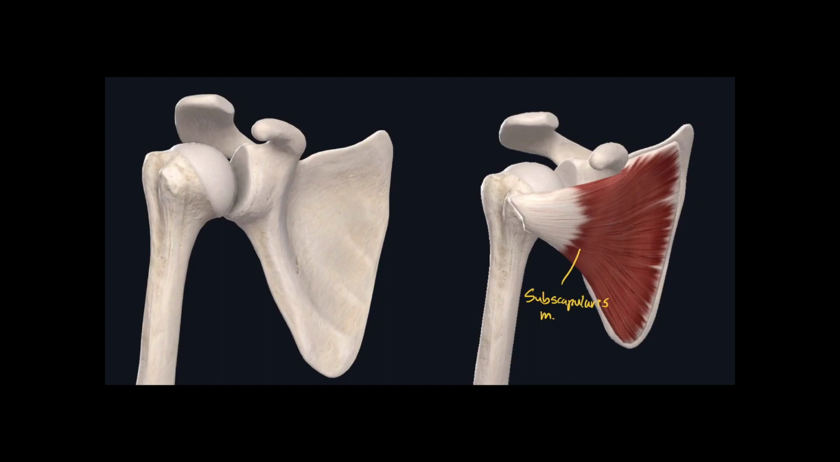It's found in this depression right here on the anterior surface of the scapula. So what was this depression called again? Well, it was called the subscapular fossa of the scapula. Okay, sweet. Now that we got the origin, let's go ahead and look for the insertion.